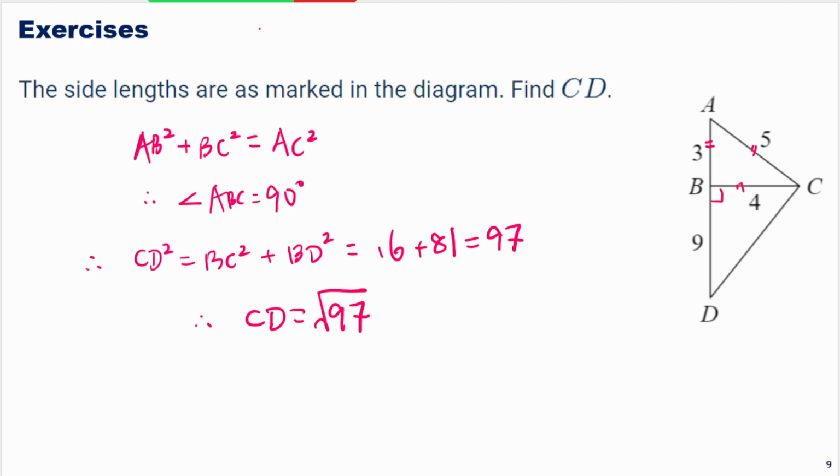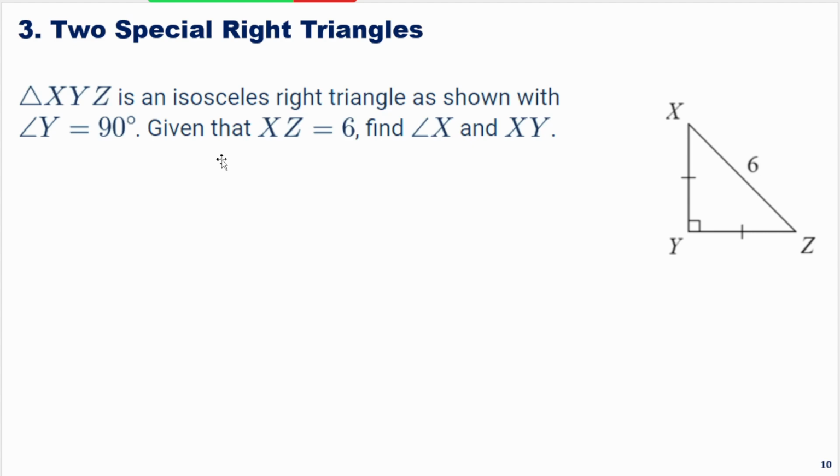Okay, so now we have learned Pythagoras theorem, and next let's have a look at two special right triangles. So here, triangle XYZ is the isosceles triangle as shown with angle Y equals 90 degrees, given that XZ equals 6. Can you find angle X and length of XY?